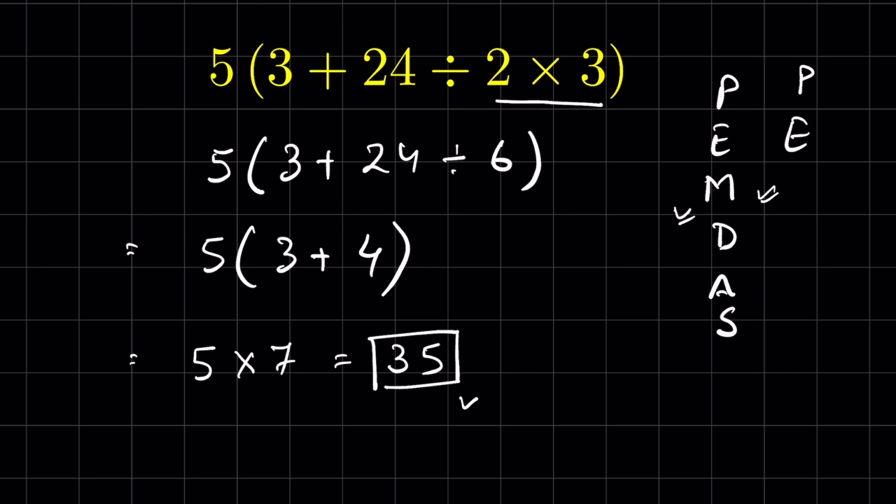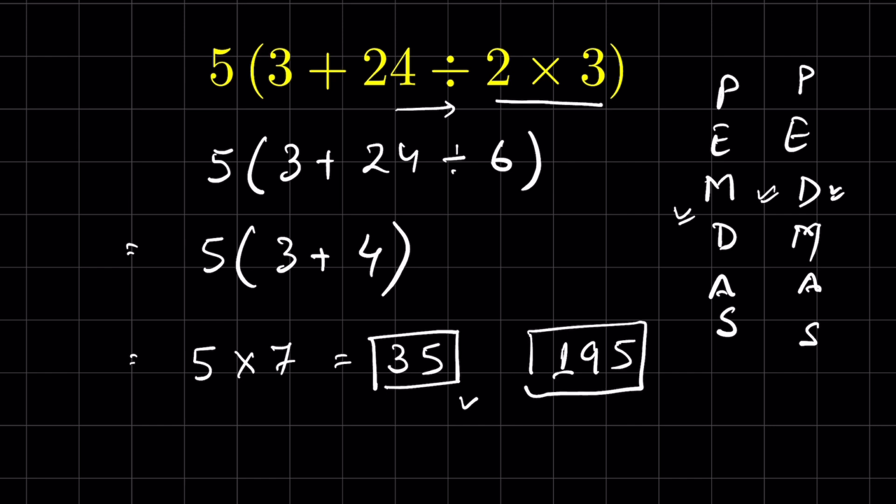But what if you follow PEDMAS? Then there is confusion. In PEDMAS you see D is written first. Both are the same rule, but D is written first, so you do the division first, and then you get the answer 195. So in order to rule out the confusion, whichever rule you follow, whether PEMDAS, PEDMAS, BIDMAS or PIDMAS, you follow the rule of left to right, so that you get the correct answer whether you follow PEMDAS or PEDMAS. What is your answer?